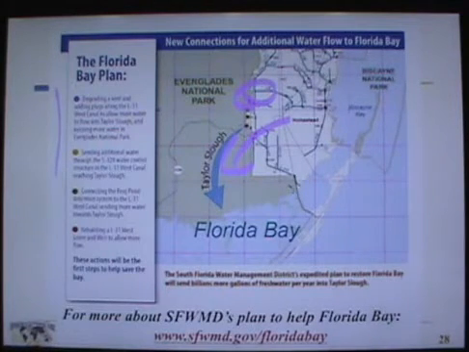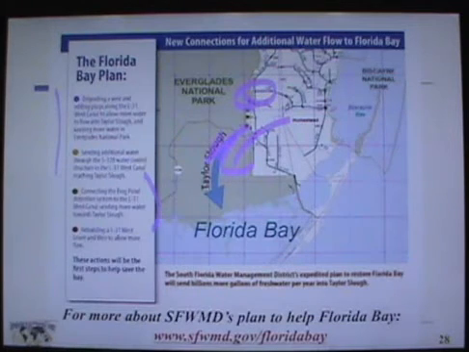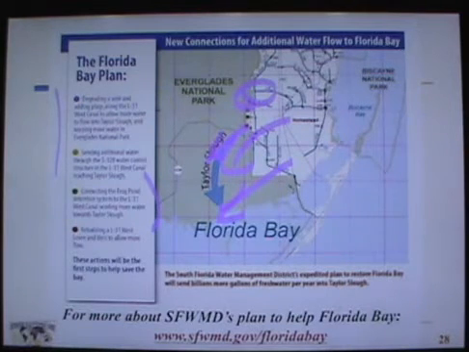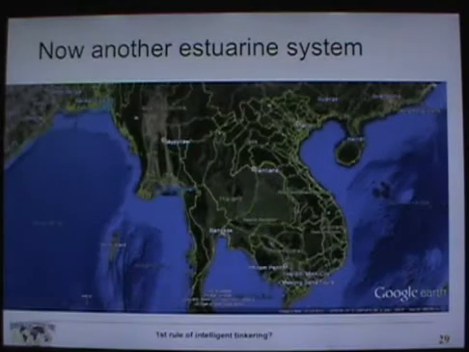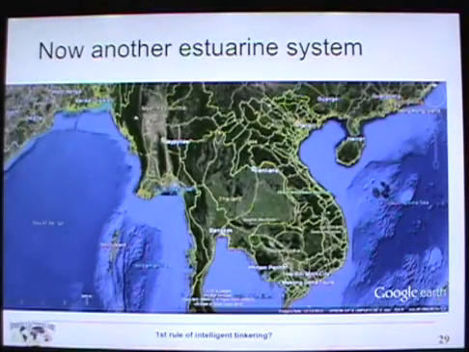Going to connect a thing called a frog pond, kind of a cute little name for it, but it's a detention system to move more water towards this thing called the Taylor Slough and ultimately into Shark River Slough, trying to move all this water back into Florida Bay. To learn more about it, I recommend southflorida.gov, Florida Bay.